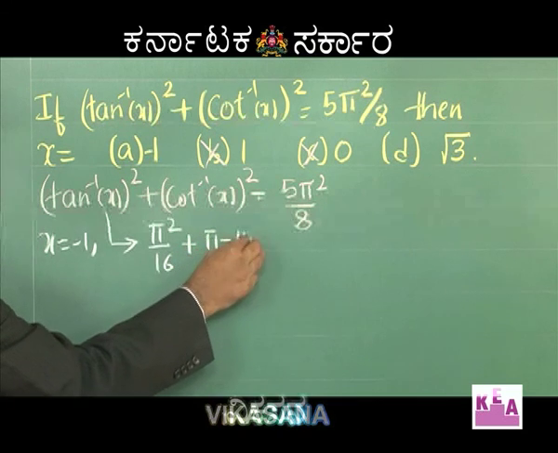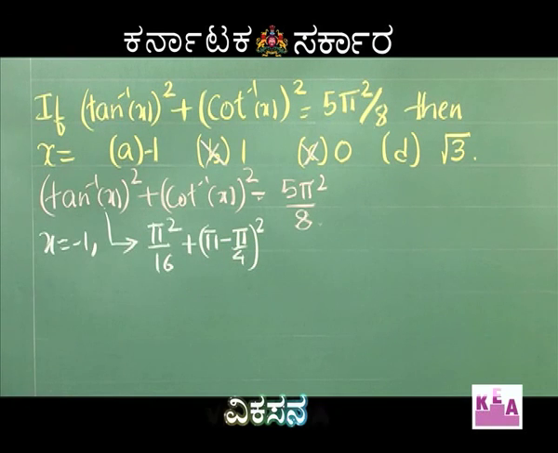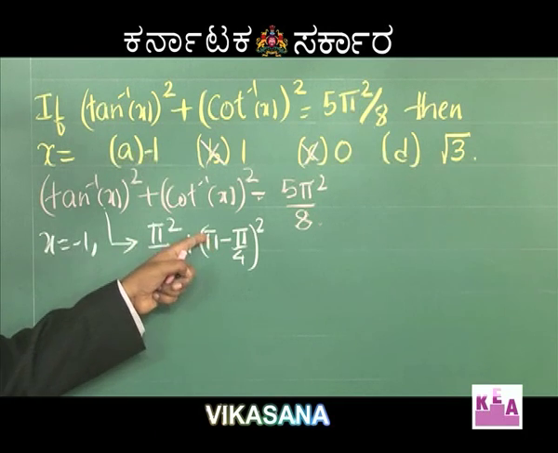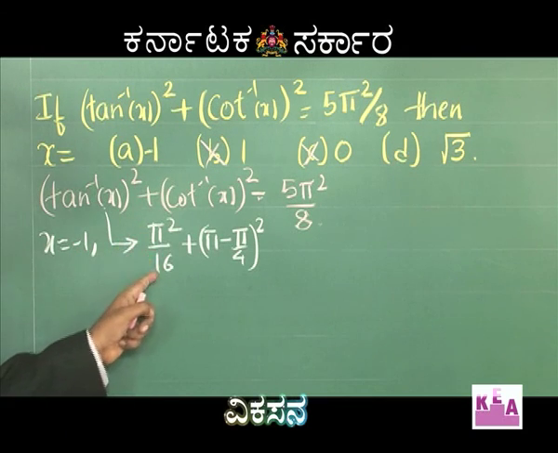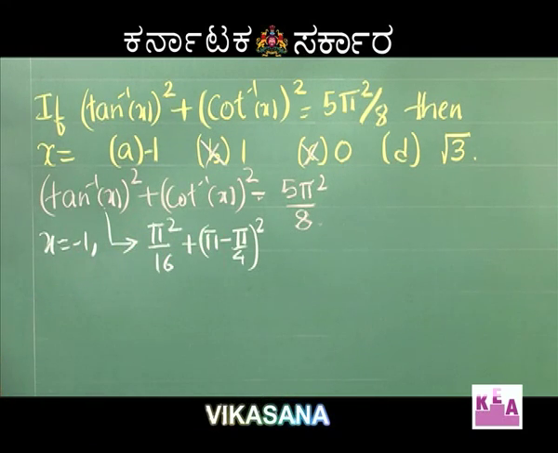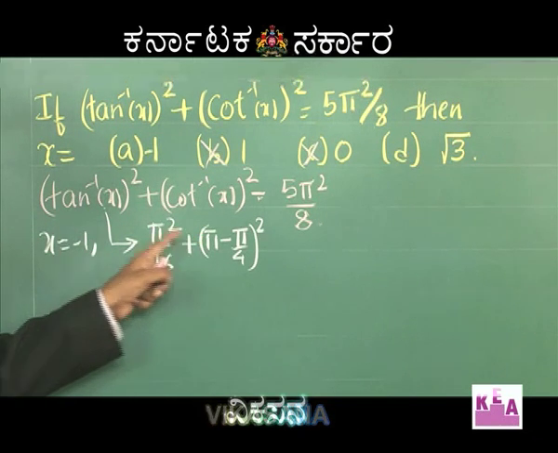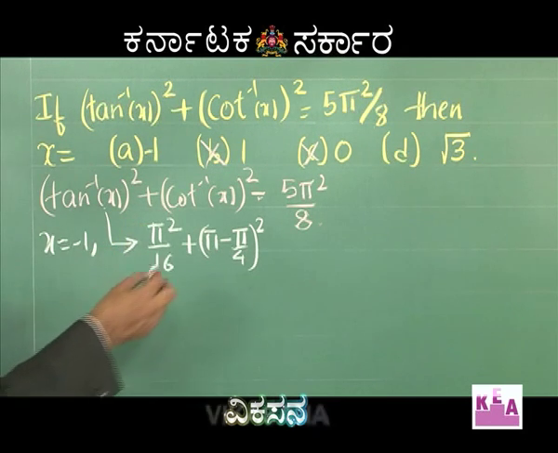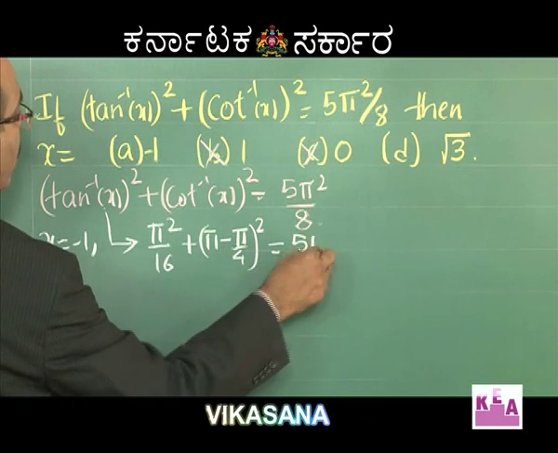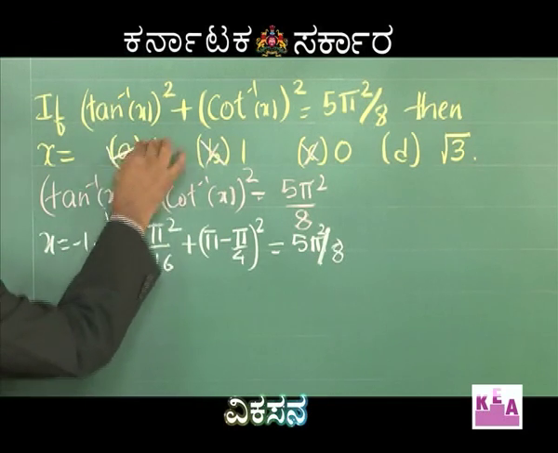Pi minus pi by 4. So pi minus pi by 4 whole square. What is pi minus pi by 4? 3 pi by 4. Is that correct? So 3 pi by 4 whole square, that is 3 square pi square by 16. Right? So pi square by 16 plus 3 square pi square by 16. Is that correct? So now, what you will get? 9 pi square by 16 plus 1 pi square by 16, that is 10 pi square by 16. 10 pi square by 16 is nothing but equal to 5 pi square by 8. So that clearly says option A is correct.